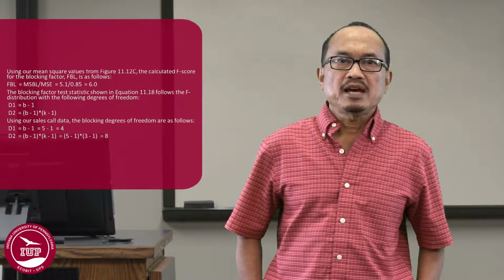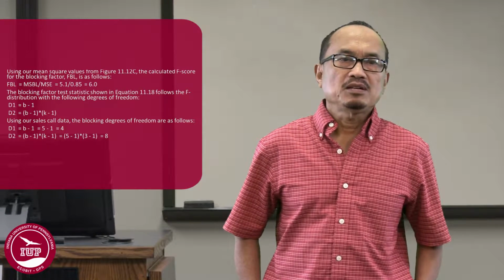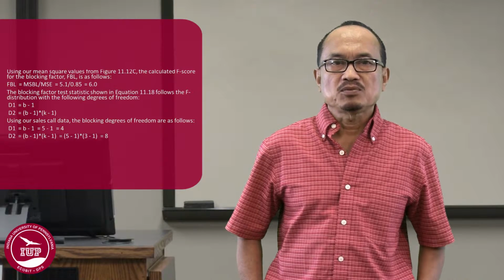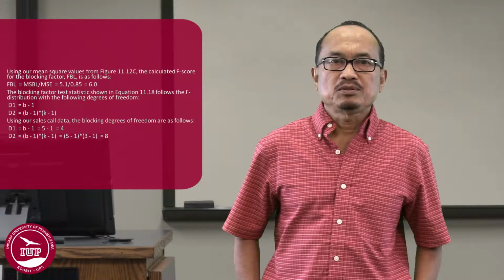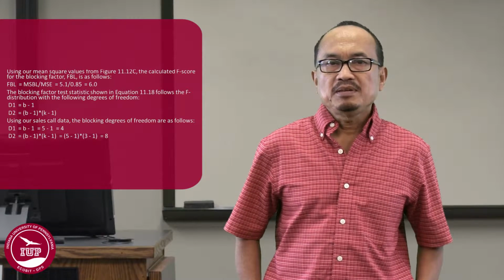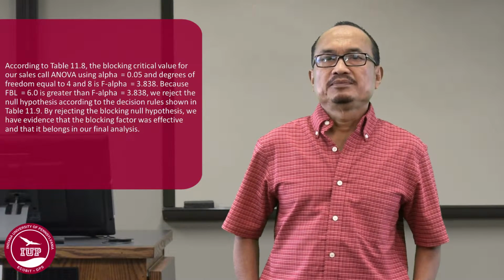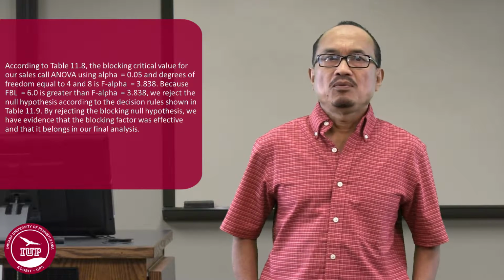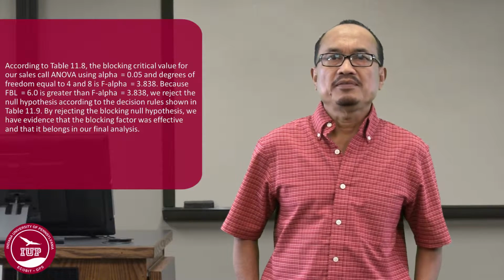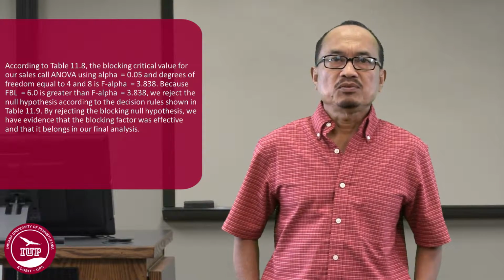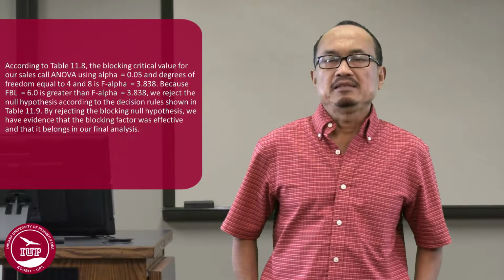Using our sales call data, the blocking degrees of freedom are as follows. D1 is equal to B minus 1, equal to 5 minus 1, equal to 4. D2, B minus 1 times K minus 1, equal to 5 minus 1 times 3 minus 1, equal to 8. According to table 11.8, the blocking critical value for our sales call ANOVA using alpha equal to 0.05 and degrees of freedom equal to 4 and 8 is F alpha equal to 3.88.